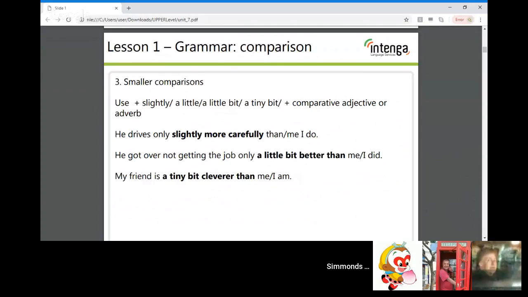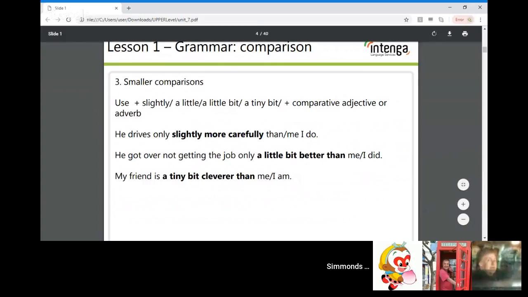All right, so very good. Lots of information here again. So again, slightly, a little bit, and a tiny bit all represent something smaller. Okay, so this comparative adjective, which I actually forgot to mention before, would be in this case, for example, more carefully.